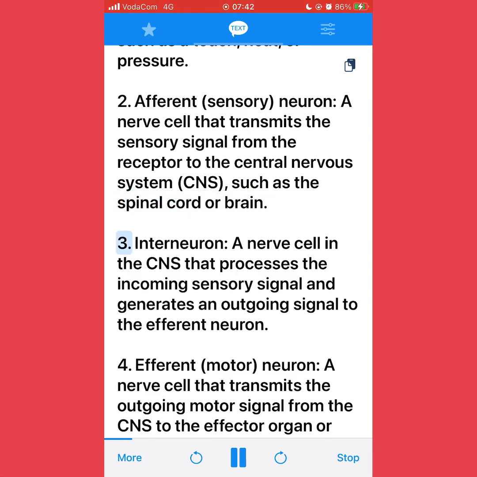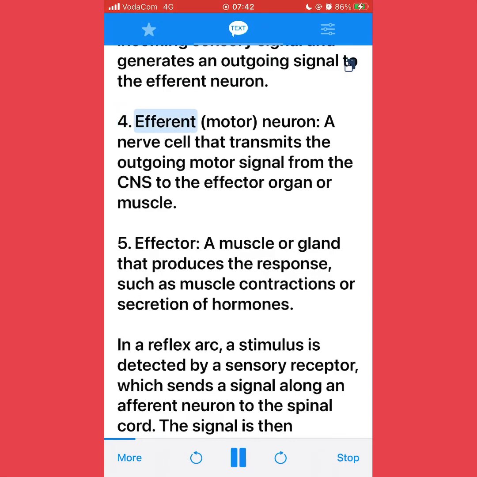3. Interneuron, a nerve cell in the CNS that processes the incoming sensory signal and generates an outgoing signal to the efferent neuron. 4. Efferent, motor neuron, a nerve cell that transmits the outgoing motor signal from the CNS to the effector organ or muscle. 5. Effector, a muscle or gland that produces the response, such as muscle contractions or secretion of hormones.